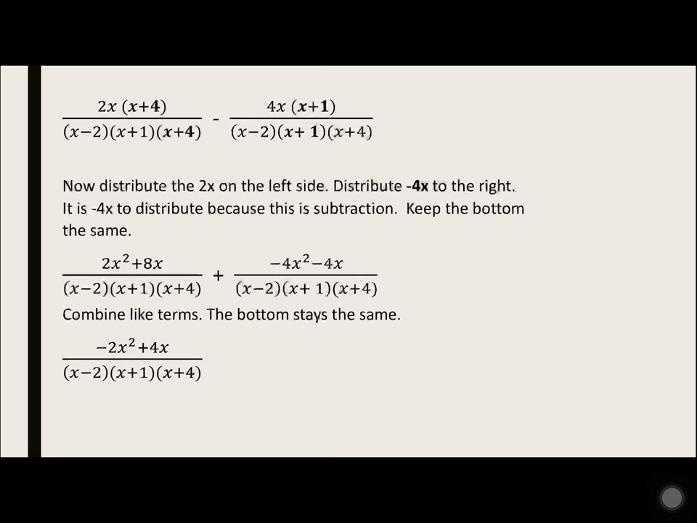Keep the bottom the same. Combine your like terms on top. 2x squared minus 4x squared is minus 2x squared. 8x minus 4x is 4x.